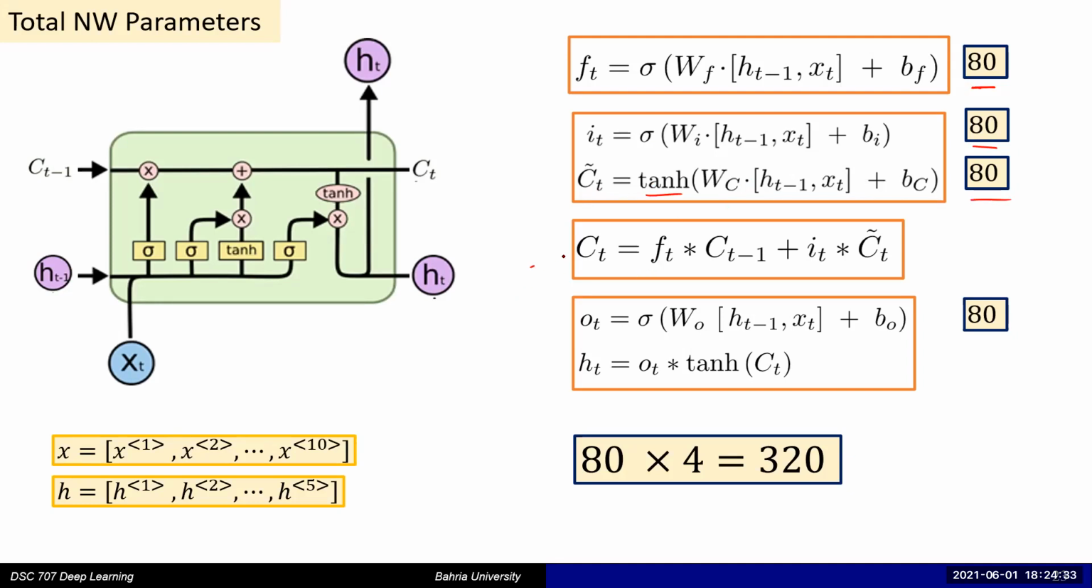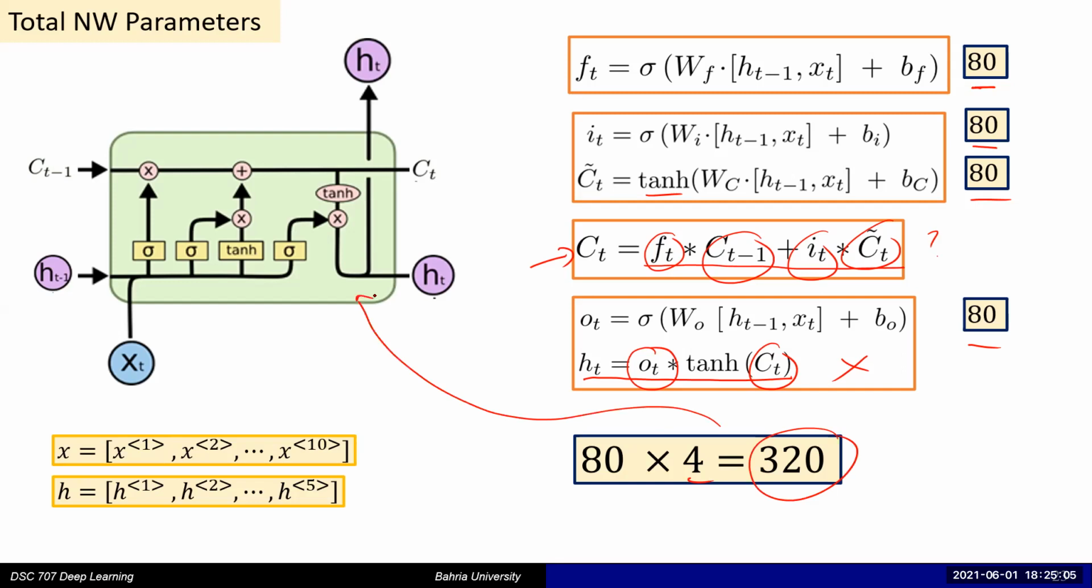When you are updating the cell state, there are no parameters involved. You are reusing f, C_{t-1}, i_t, and the candidate. So there are no parameters in this expression. Similarly, for the output gate, you again have 80 parameters. And similarly, when you are computing h_t, you already have these, so again there are no parameters for this expression. So it means you can compute the parameters for one of the gates, which is 80, and then multiply it by 4, which gives you 320, the total number of parameters in this cell.